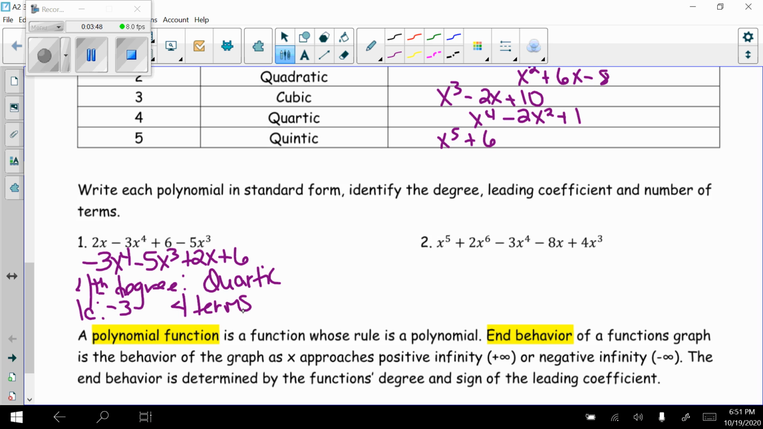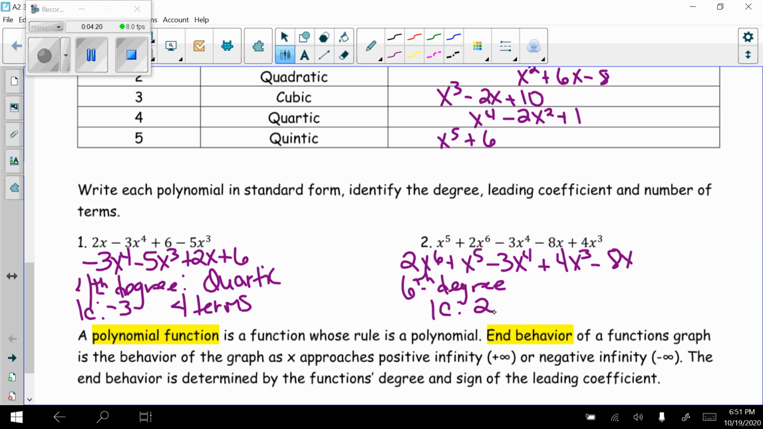Number 2, x to the fifth plus 2x to the sixth minus 3x to the fourth minus 8x plus 4x cubed. So first we're going to put it in standard form, highest exponent, and then going descending order. So 2x to the sixth plus x to the fifth minus 3x to the fourth plus 4x cubed minus 8x. There is our standard form. It is a sixth degree. 6 does not have any special names. Our leading coefficient is a 2, and we have 1, 2, 3, 4, 5 terms.